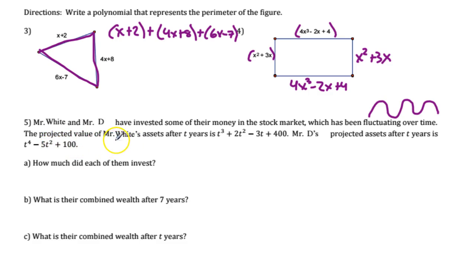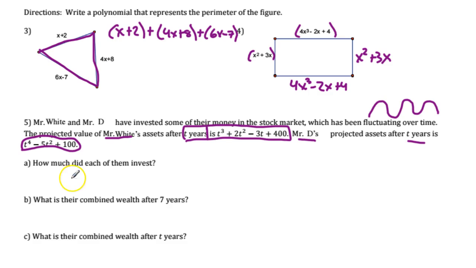All right, so let's see. We've got Mr. White, and this is him after t years. Okay? This t years, that's important. And Mr. D, after t years, I am this much. So the projected value of our assets, right? That's how much money we're going to have. And t is years, so we want to use that for the number of years.